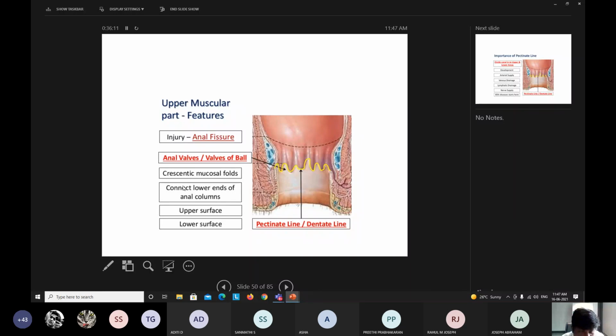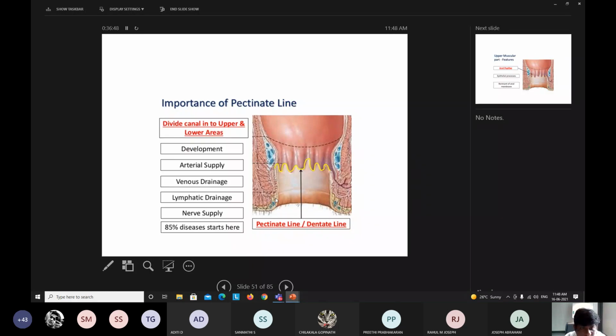These folds connect the lower ends of the anal columns. They present upper and lower surfaces. The upper surface is convex and free upwards; the lower surface is concave and faces towards the intermediate area. So the anal valves are just below the anal columns. In the next slide I will show you the anal valves also.